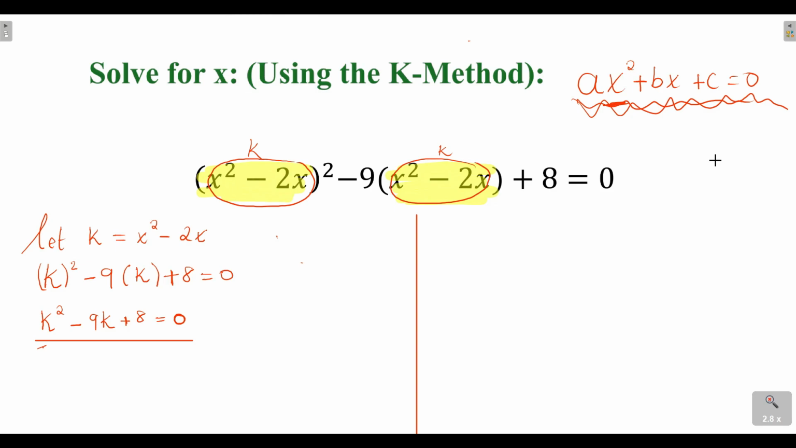So here, we can solve this quadratic equation for k. We can either use the quadratic formula, or you can just factorize by opening two brackets and finding the factors of 8 that, if I multiply them together, give me 8. If I subtract or add them, they give me 9. Then after doing that, we can apply the zero product principle to solve for k.